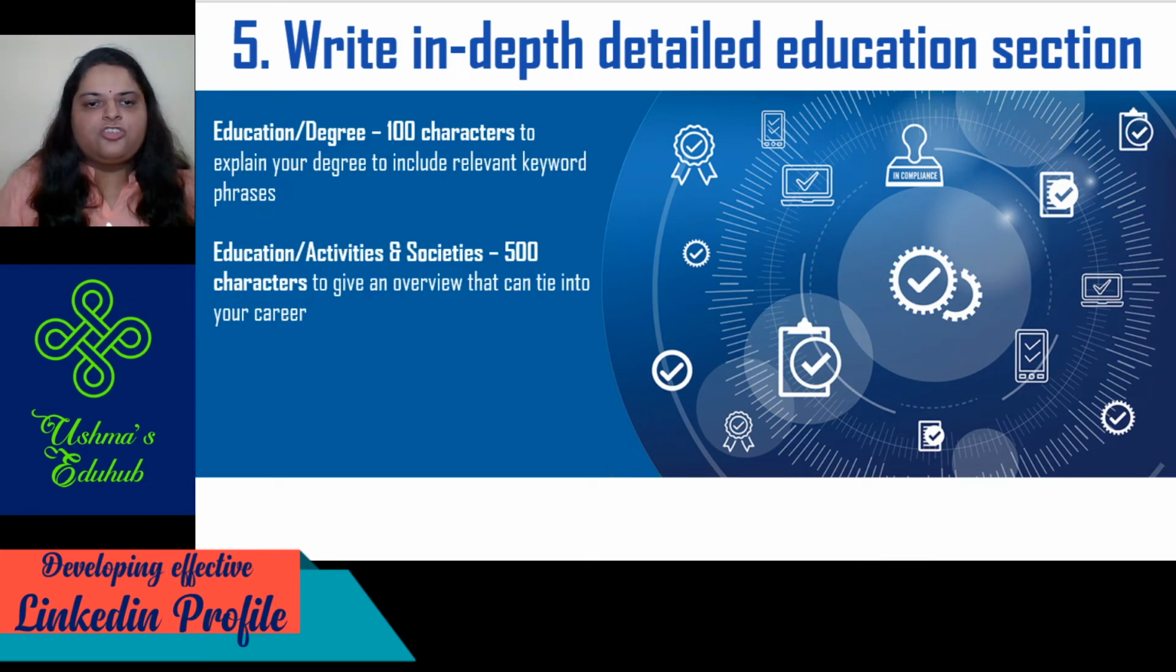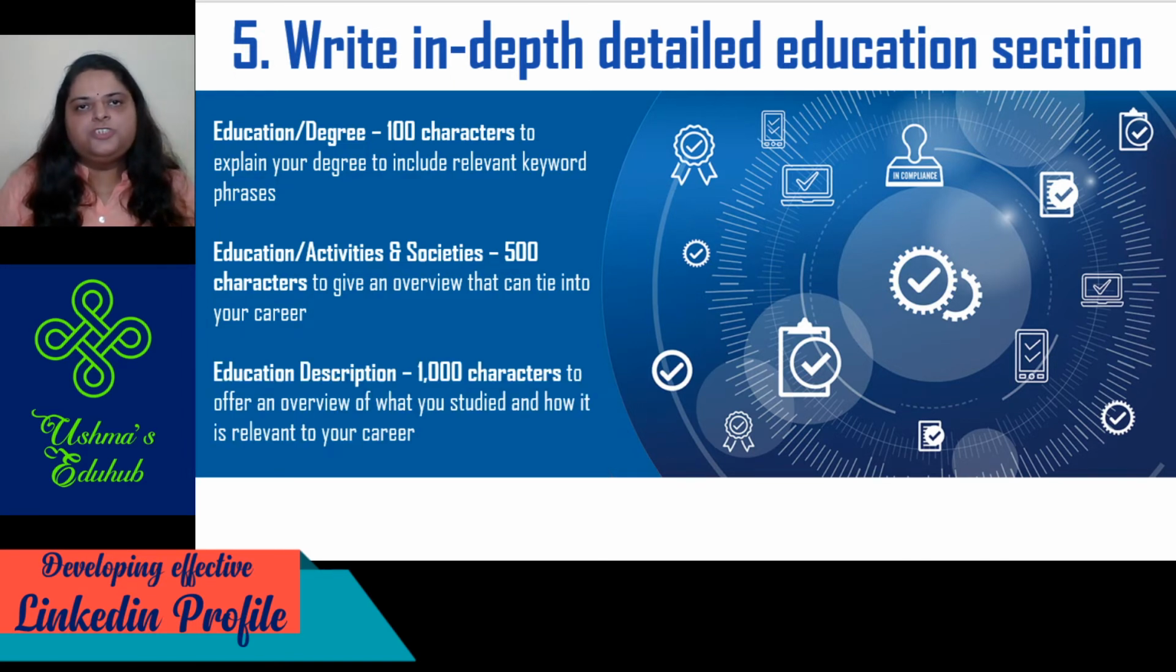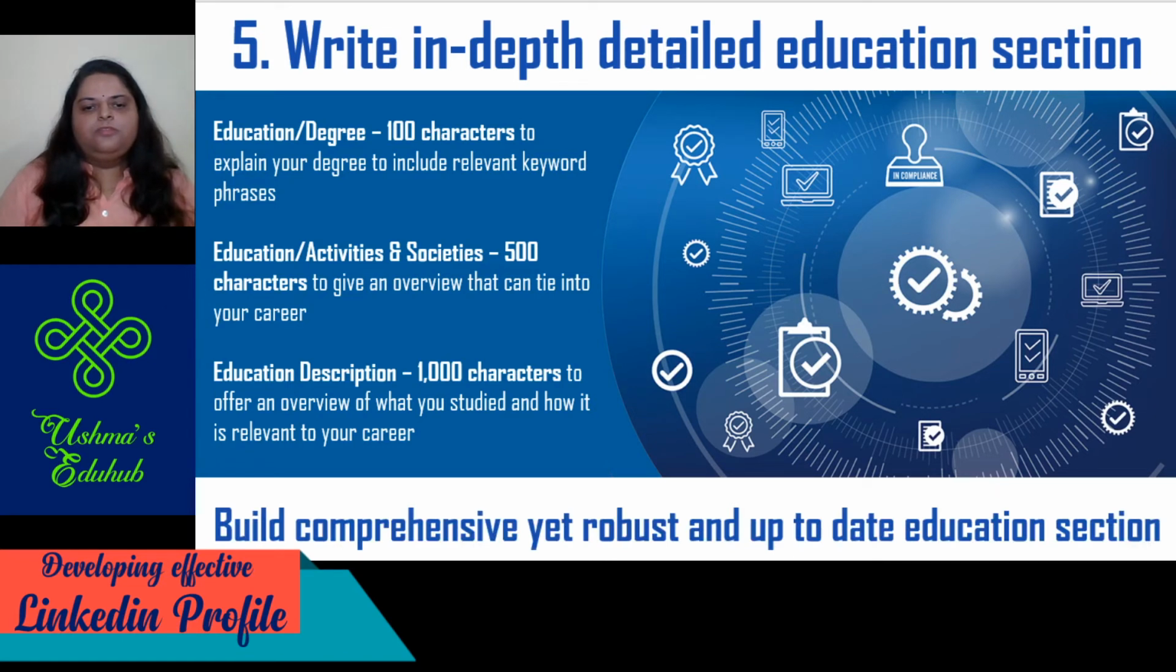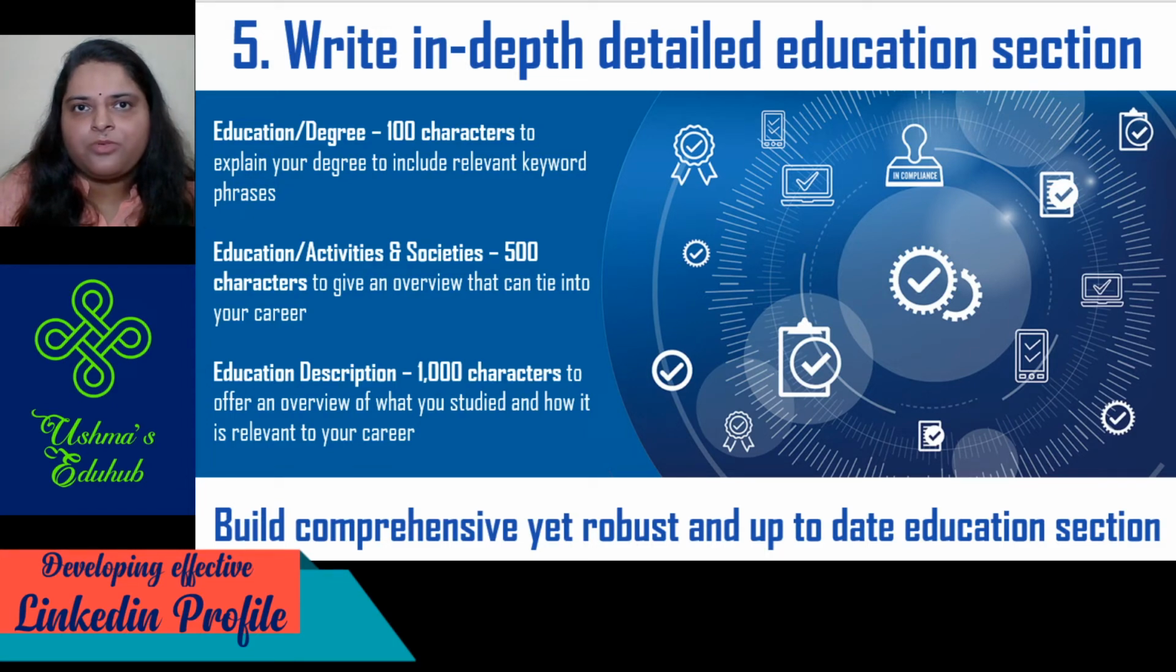Then the second part is education activities and societies, where 500 characters are given to you, in which you can discuss your career and the kind of activities that you have done along with it. And then the third thing is a description. You can mention in 1000 characters what you have studied, what were some of the major subjects, etc., and how that is relevant to your career, and how that could be adding value to the organization. Build a comprehensive yet robust and up-to-date education section. So if you're pursuing some certificate courses or degrees, don't forget to update your profile regularly.